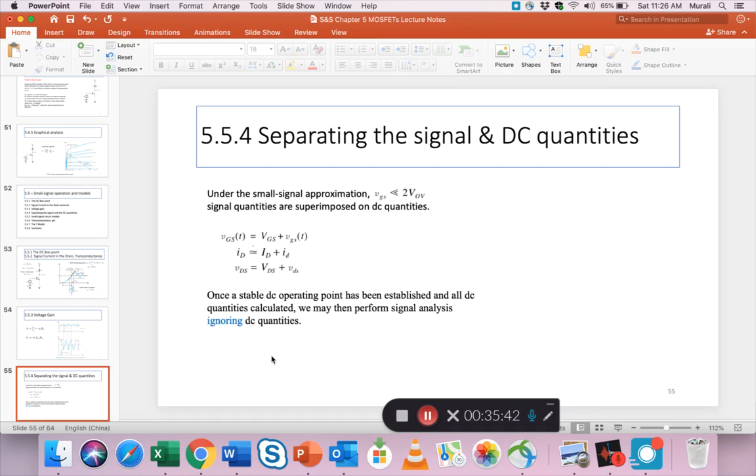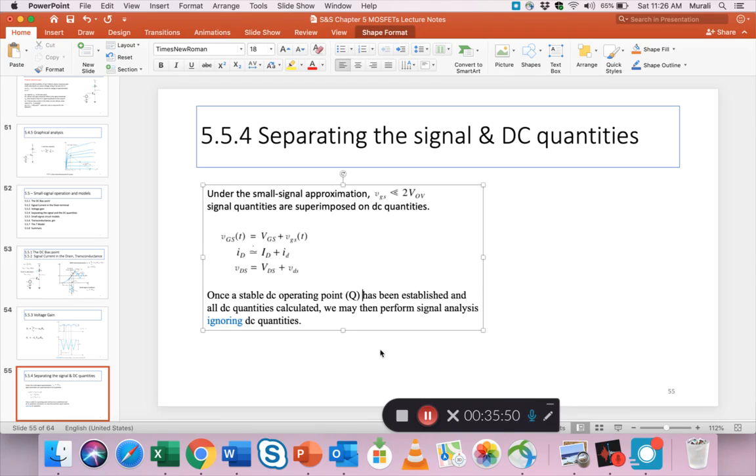So first step, do the Q point analysis. In fact, I'm going to see if I can write Q here so that we remember. Once a stable DC operating point has been established and all the DC quantities are calculated, we are done with that portion. Now we can actually ignore or take them out, and you know how to take them out. You can short a voltage source or open a current source and focus only on the signals and solve. So that is what is being summarized in this slide.